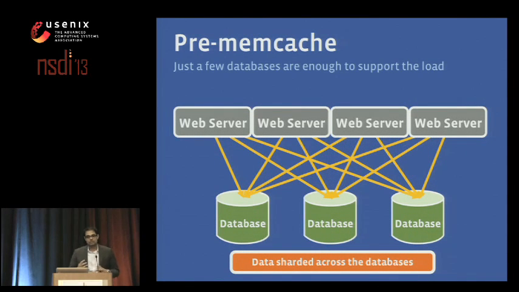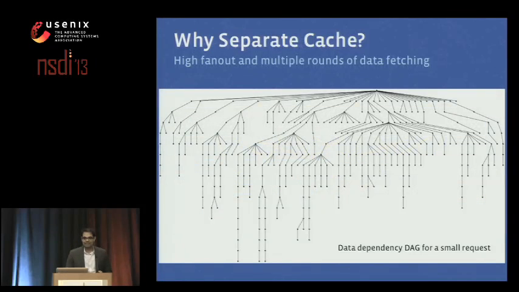Before Memcache, we had a bunch of web servers and a bunch of databases. The data was sharded across these databases based on your user ID. And just a few databases were enough to support the load, so we were fine. So this was great. So why did we even need to support something like Memcached?